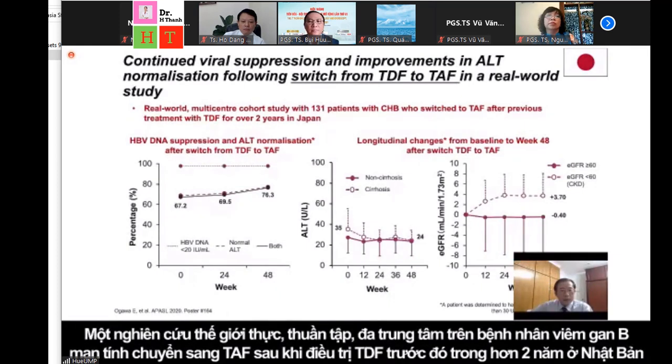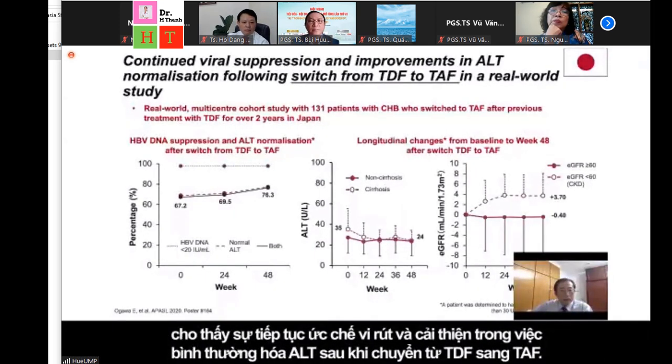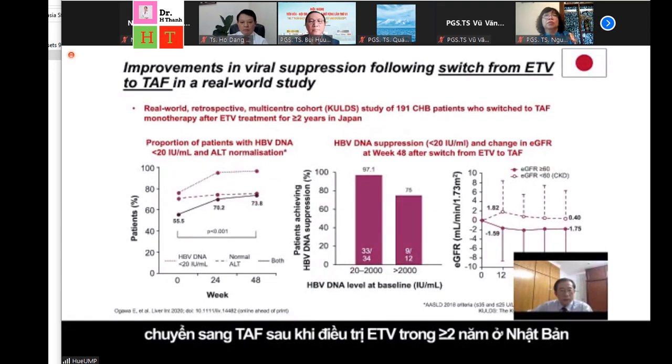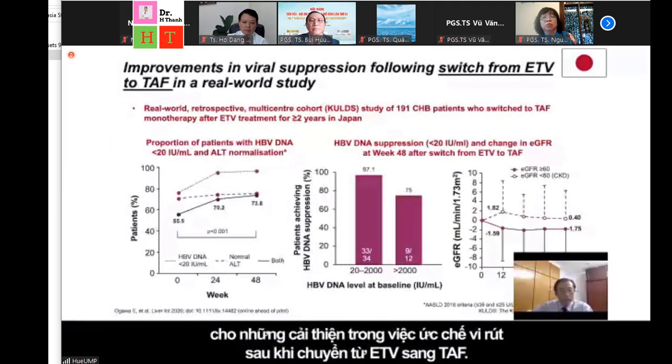In a real-world multi-center cohort study in Japan, with hepatitis B patients who switched to TAF after previous treatment with TDF for over 2 years, we can find continued viral suppression and also improvement in ALT normalization following a switch from TDF to TAF. There is another study, a switch from entecavir to TAF, also conducted in Japan. The data show improvement in viral suppression following the switch from entecavir to TAF in this real-world study.